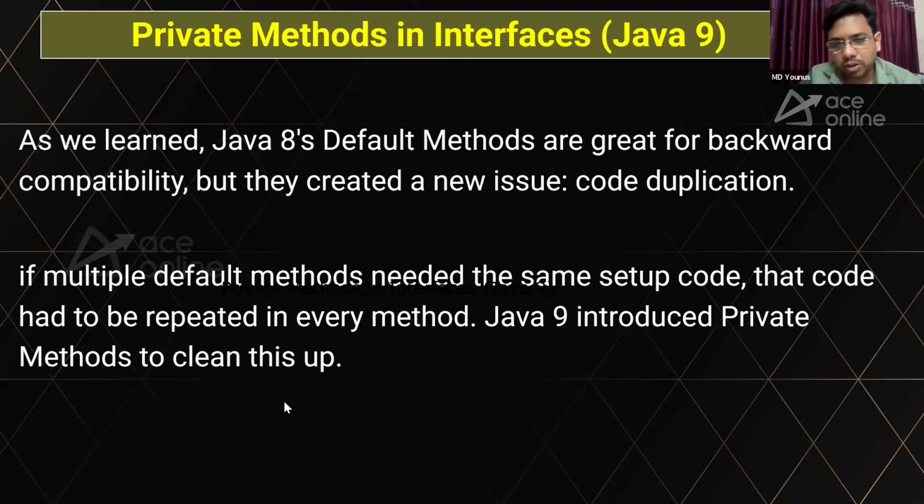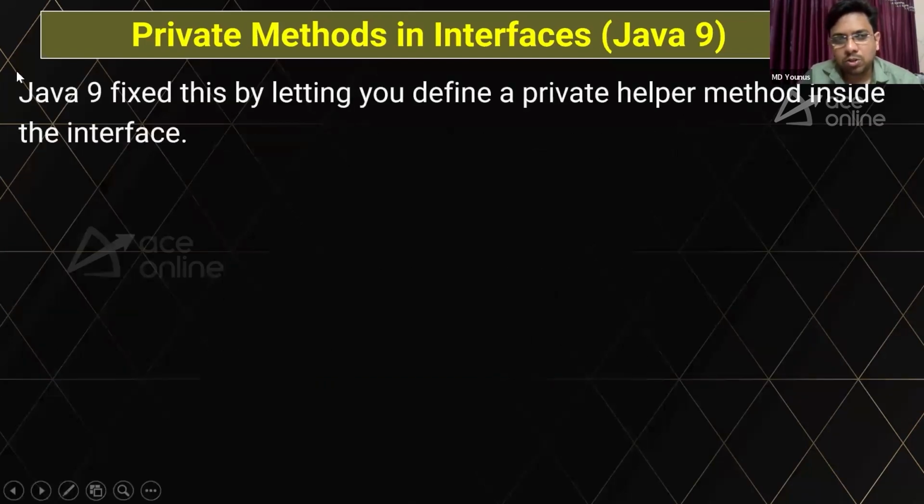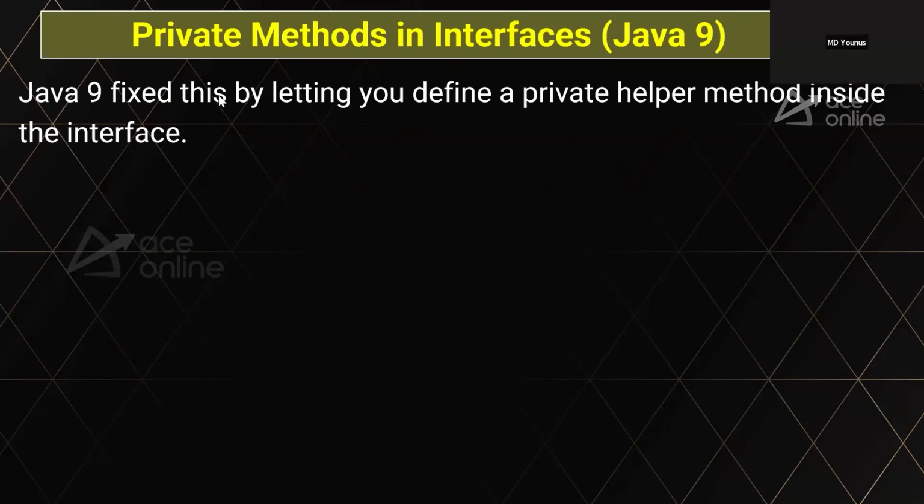So let's go and talk about what private methods in interfaces, added in Java 9, are. Java 9 fixed this by letting you define a private helper method. Why a private helper method, guys? Why not another default method? I guess Navya can help us in that. Why a private helper method? Why can't we have one more default method? Come on. I was asking why we need to have a private helper method. Why not another default method?